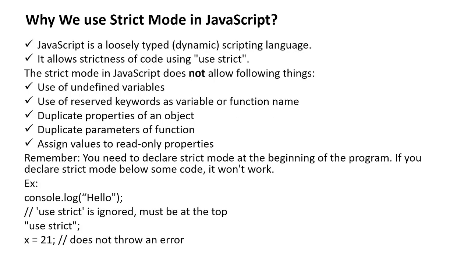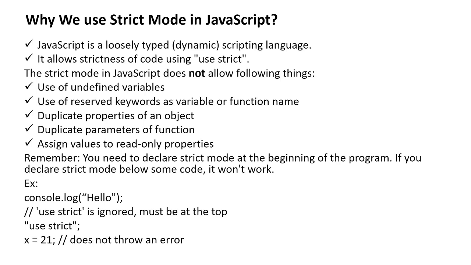Why do we use strict mode in JavaScript? JavaScript is a loosely typed scripting language. It allows strictness of code using use strict. The strict mode in JavaScript does not allow the following things: use of undefined variables, use of reserved keyword as variable or function name, duplicate property of an object, duplicate parameters of a function, assign value to read only property. Remember, you need to declare strict mode at the beginning of the program. If you declare strict mode below some code, it doesn't work.